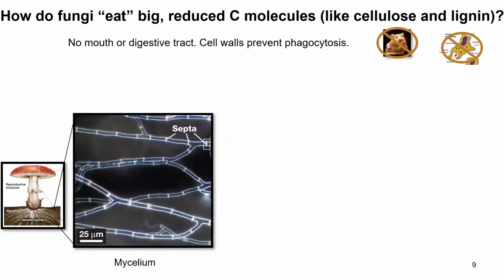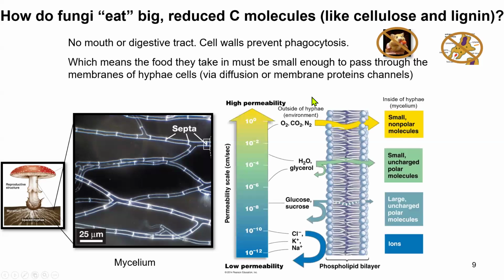And so it's a big challenge for fungi to eat these big molecules because they don't have a mouth and they don't have a digestive tract. They also have cell walls that prevent them from doing phagocytosis and breaking in larger chunks of that stuff. So they need a different way to break things down. And the way they do that is by secreting digestive enzymes. And the reason they need to secrete these digestive enzymes is that these larger molecules, like cellulose, like lignin, these polysaccharides, will not move across the cell membrane naturally.